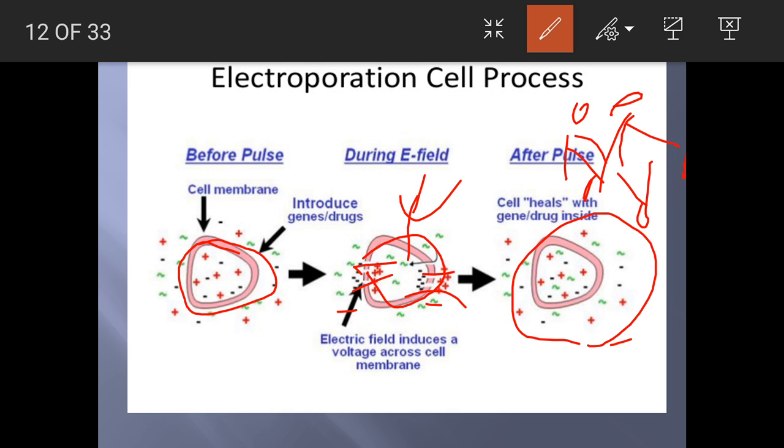Later, as usual, with the help of the normal mechanism, the healing of the cell membrane occurs. Healing of the cell membrane means whatever lipids were present in the cell membrane are going to rearrange themselves, and again the cell membrane becomes intact. So like this, the DNA can be made to penetrate very easily across the porous cell membrane in order to create a competent cell, or a transformed cell.